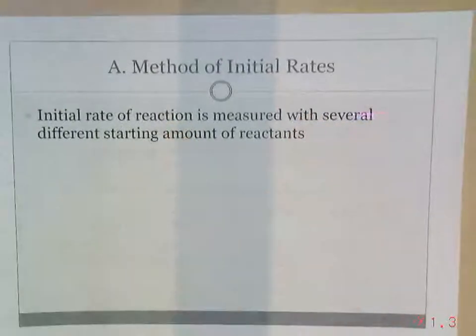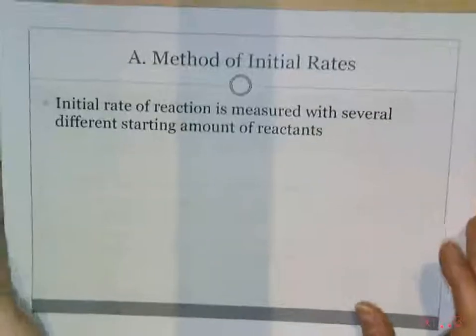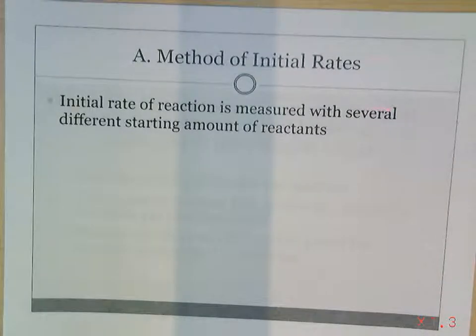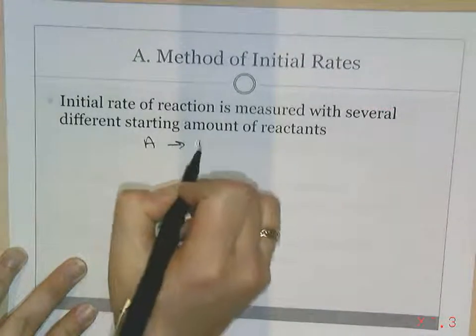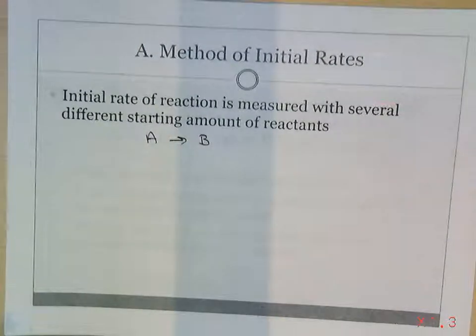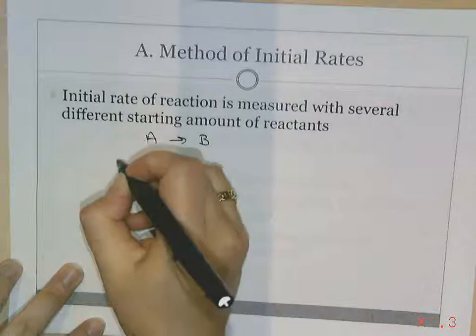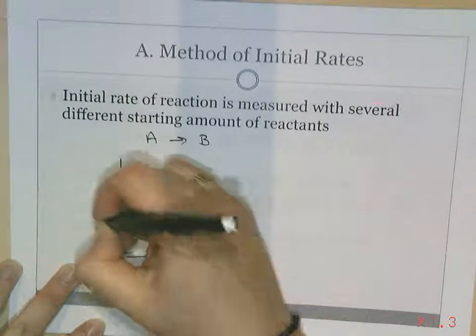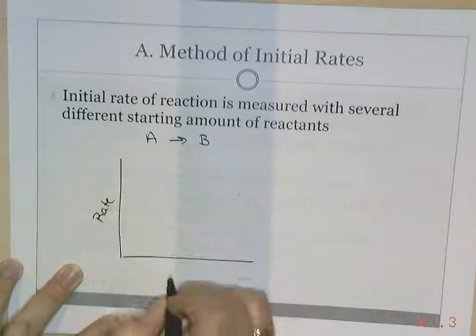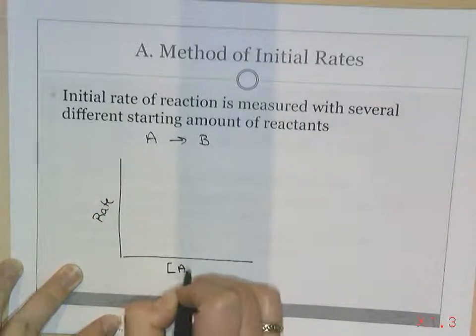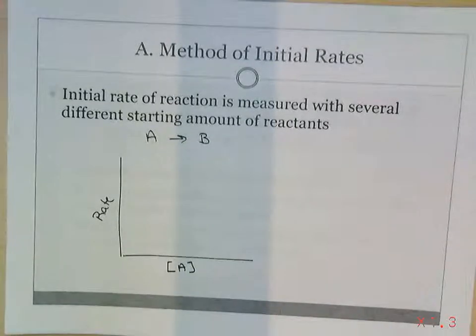All right. So the initial rates of reaction are measured with different starting amounts of reactants, just like we did 2 minutes ago, right? We had a table, a bunch of different concentrations, to measure a bunch of different rates. So here is my go-to reaction, pretty straightforward. Let's say I am measuring something like that, rate versus concentration of A.